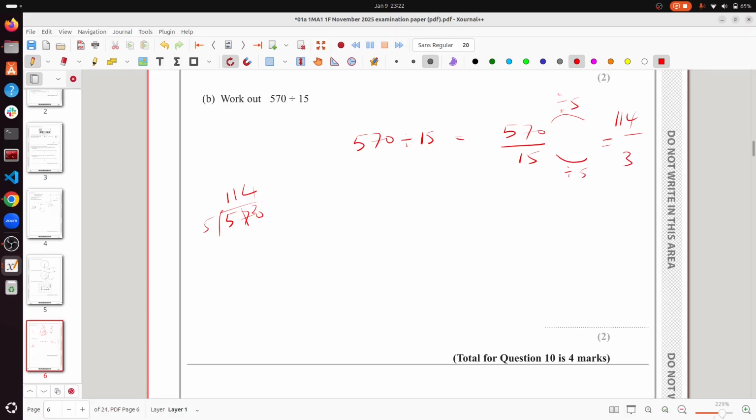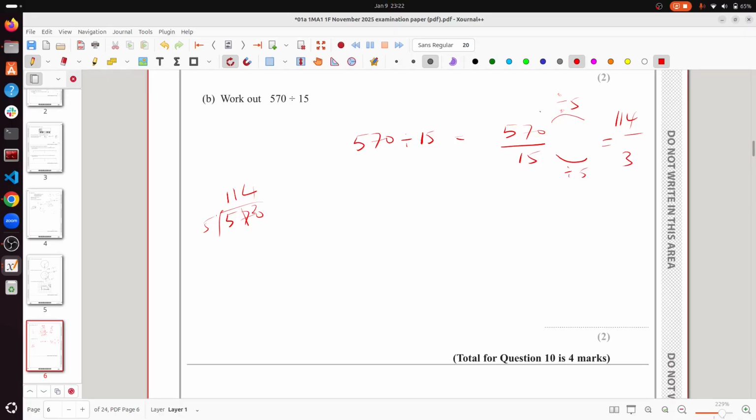But how do I know the 3 can go into 114? A quick way to find out is to add all the numbers in 114. So 1 plus 1 is 2, 2 plus 4 is 6. 6 is in the 3 times table, so I know now that 3 can go into 114.